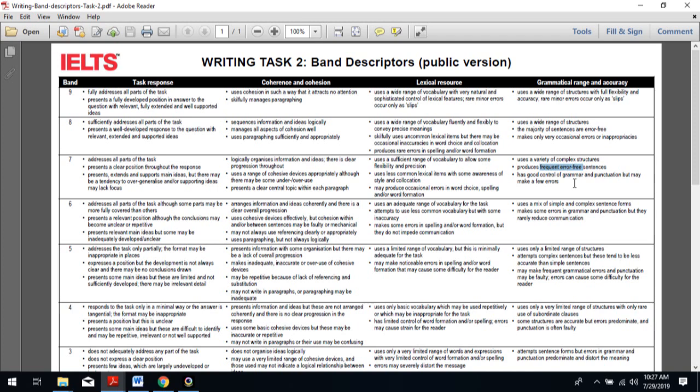So if you're not sure about your grammar, you may have a teacher like me or any teacher who's good in grammar, or an English teacher, give you feedback on your grammar. And then lastly, has good control of grammar and punctuation but may make a few errors. So punctuation is mentioned again, and take note of the words few errors. So if you make a lot of them, you need to work on that so that you can get a band 7 at least or higher.